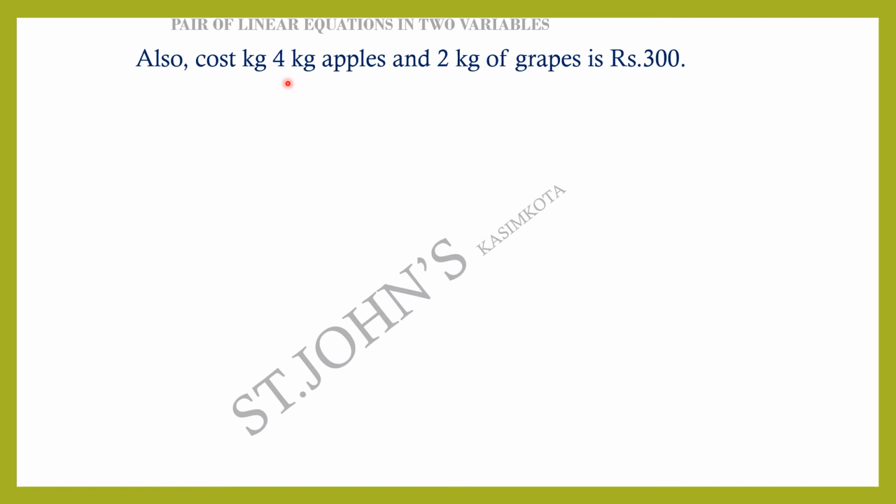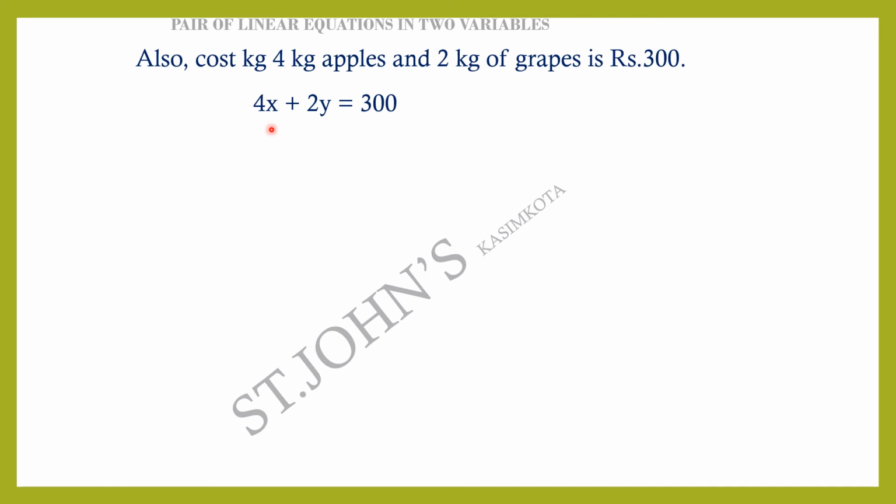So this is written as: the cost of 4 kg apples means 4x rupees, plus the cost of 2 kg grapes means 2y rupees, is equal to 300 rupees. That's equation 2: 4x plus 2y equals 300.